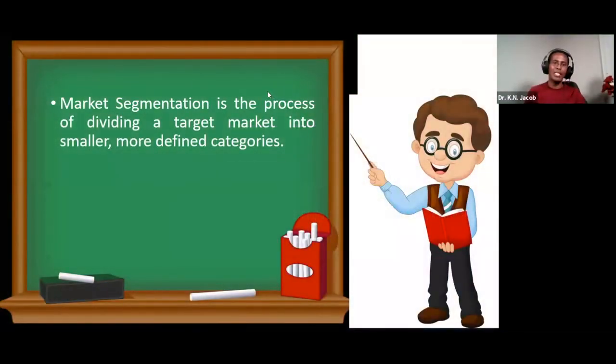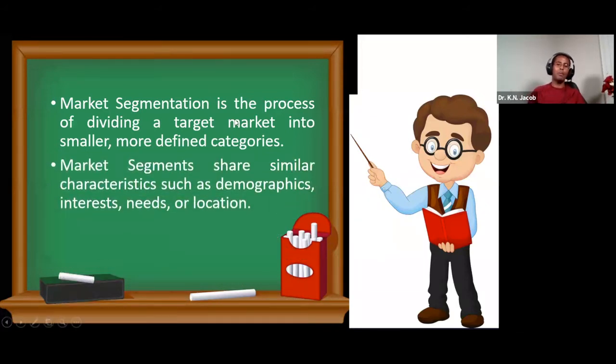I want to define today market segmentation as the process of dividing a target market into smaller, more defined categories. I don't want to get academic, so I just want to use very simple lay language. Many examples I'll give you, so just chill for a moment. Market segments share similar characteristics such as demographics, interests, needs, or location.